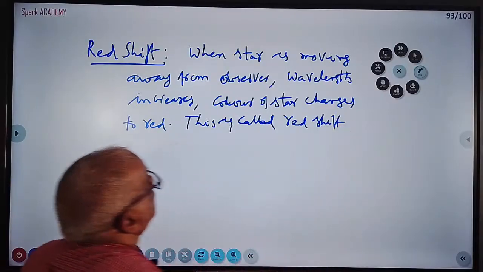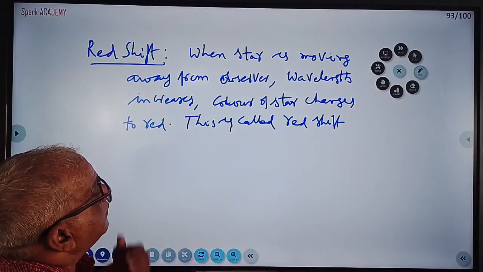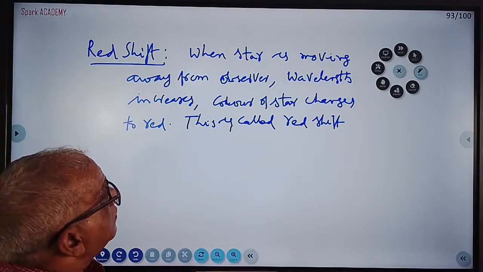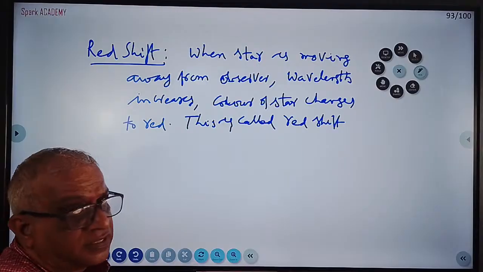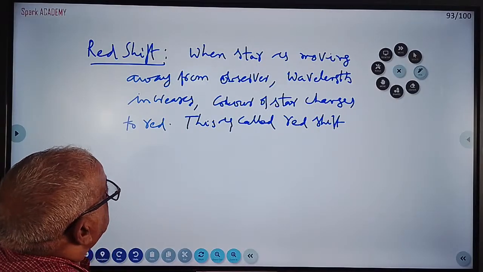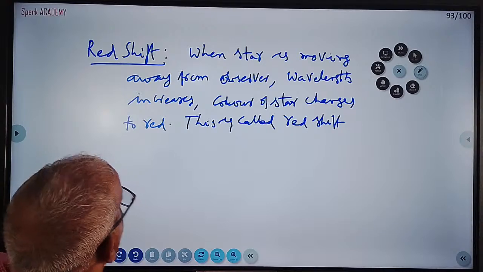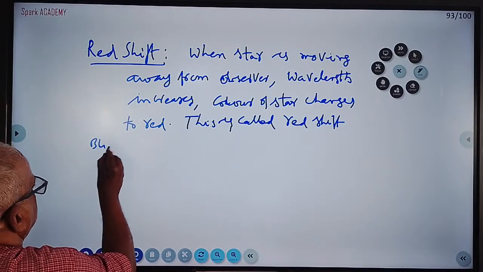Redshift means what? When the star is moving away from us, redshift will come. When the star is moving away from the observer, wavelength increases and the color of the star changes to red. This is called redshift. You can write the formula. Lastly, I'll write the formula. I'm writing blue shift also.